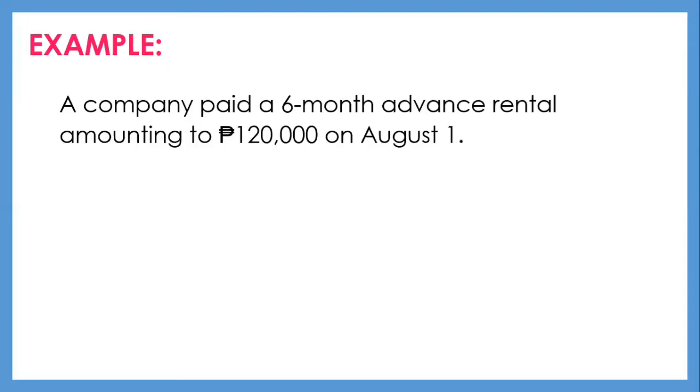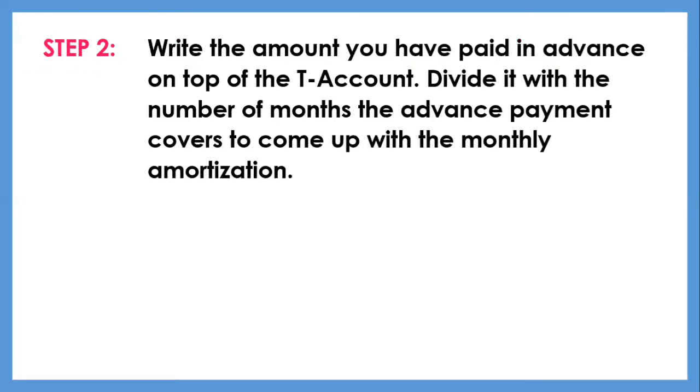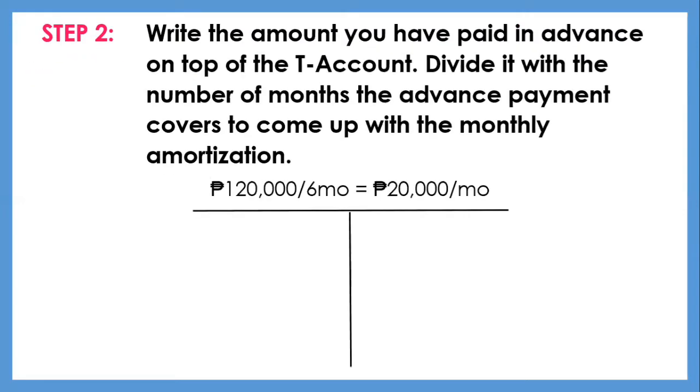A company paid a 6-month advance. Meaning to say, the total months covered is 6 months, and the amount that we paid is 120,000 pesos. So going back to step number 2, this is how our T account looks like. At the top of our T account, we wrote 120,000, the amount that we paid as an advance payment for our rental. We divide it by 6 months, the coverage of our payment, so that would be 20,000 pesos per month.